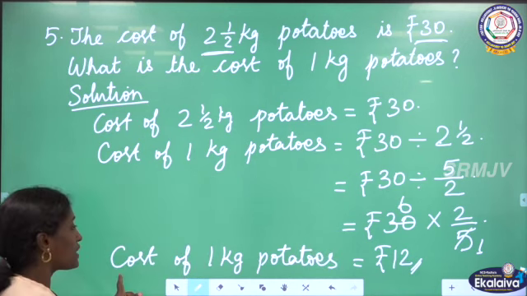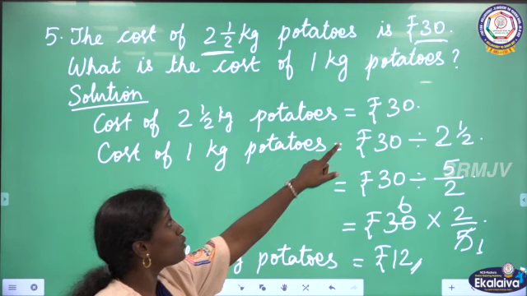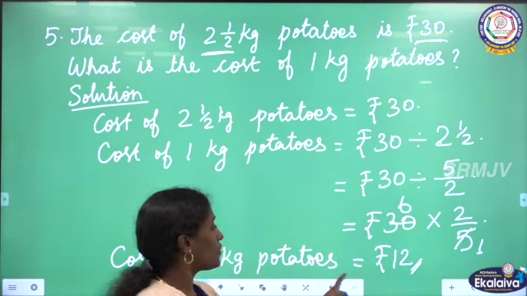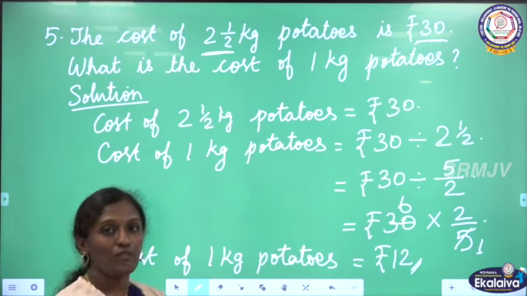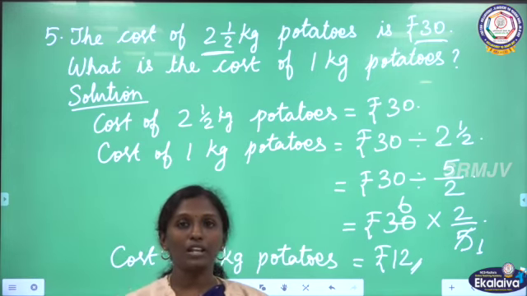Okay. To find the cost of 1 kg potatoes, we are dividing the cost of 2.5 kg potatoes by 2 1 by 2. Then we are getting the cost of 1 kg potatoes. Is it clear, children? Hope you all understand.